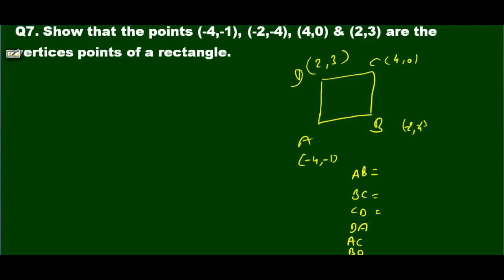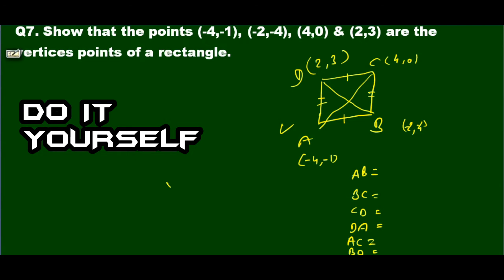After you find the lengths of all the sides of the quadrilateral, then you will check if opposite sides are equal, means this side is equal to this and this is equal to this, and diagonals AC and BD should also be equal. Then you can say the vertices of this quadrilateral are the vertices of a rectangle, clear. So do it yourself.